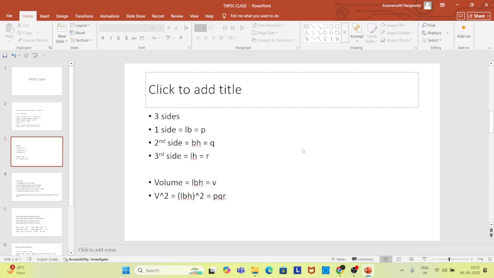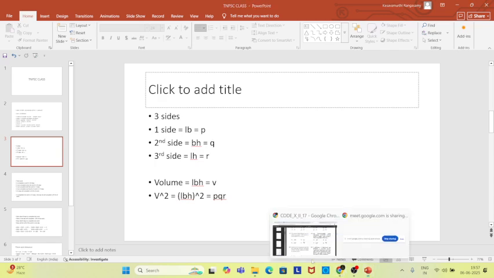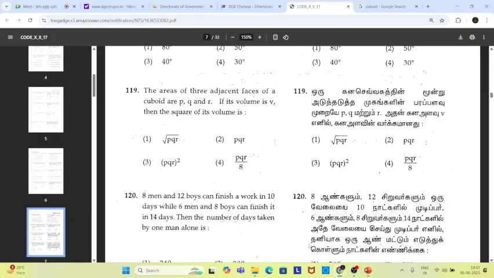They have given these as PQR. The volume of a cuboid is LBH, but volume square will be LBH whole square, which is L square, B square, H square. But what is the value here? If you multiply these 3, it is equal to multiplying PQR. So the answer is PQR. Okay, we have got it right. Go to the next question.